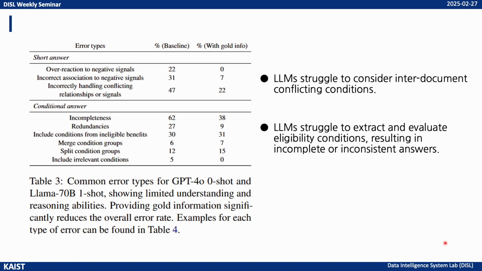And the authors also investigate the error types. In the first row, we can see that LLMs struggle to consider inter-document conflicting conditions because they show 47% errors compared to the other three. In the second row, it shows that LLMs struggle to extract and evaluate eligibility conditions, which results in incomplete or inconsistent answers.